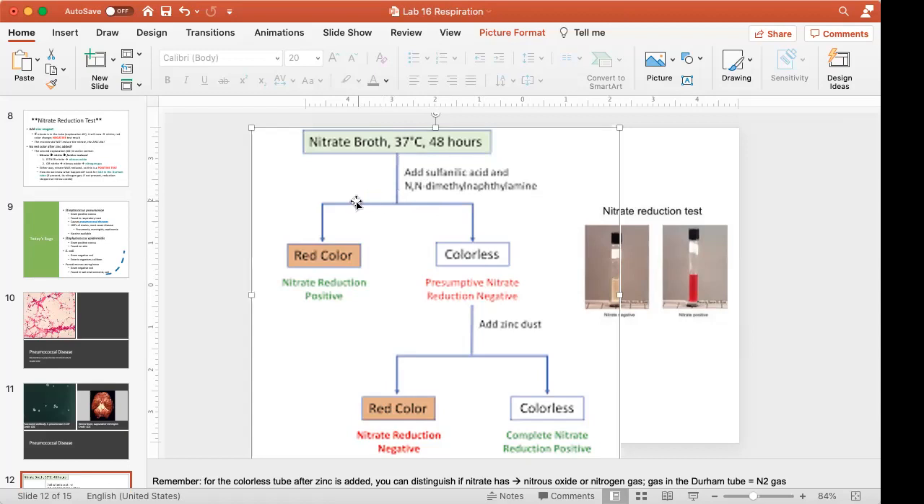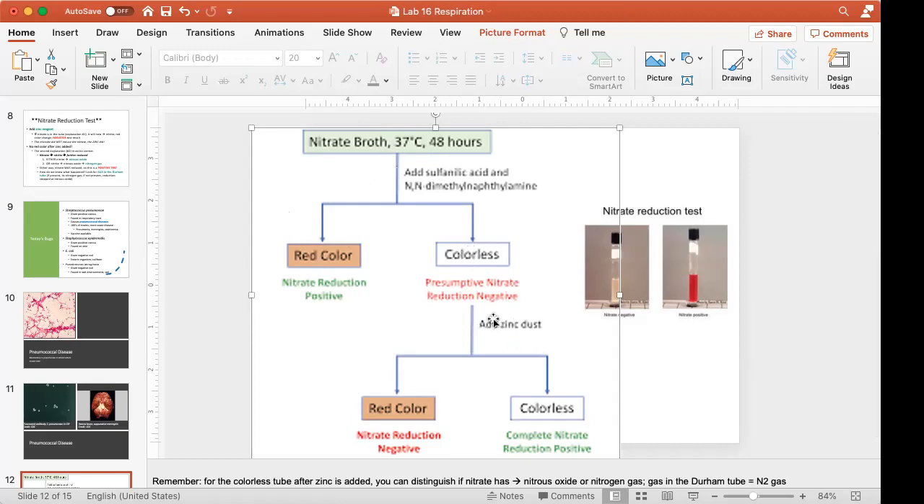Now, if you see a red color, you've got a positive result. You can stop the test because you know that there is nitrate reduced to nitrite in that tube. It's the presence of the nitrite that has turned the tube red with these reagents. Now, if I add the reagents and I don't see a color change, one of two things is happening. Either my organism is unable to reduce nitrate, or my organism is able to reduce it further than nitrite.